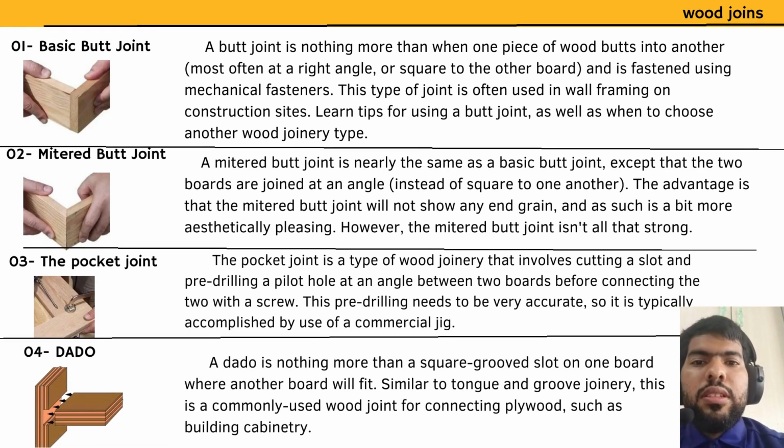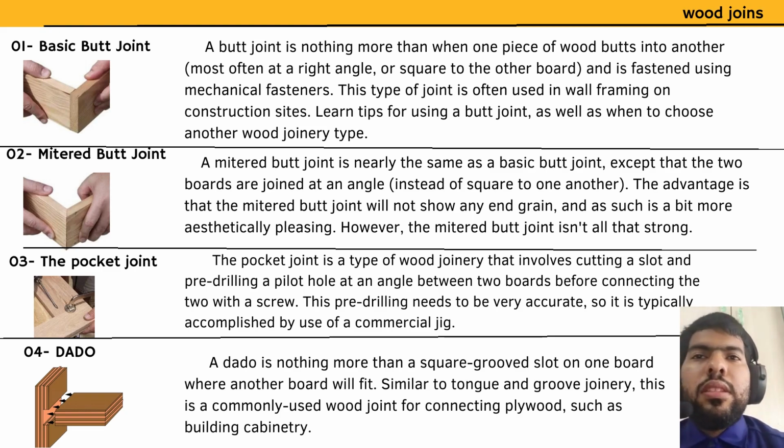Bismillahirrahmanirrahim. I am Alisa Nahdi. I will present about wood joints. Basically, there are 13 types of wood joints. The first I will present is the basic butt joint.